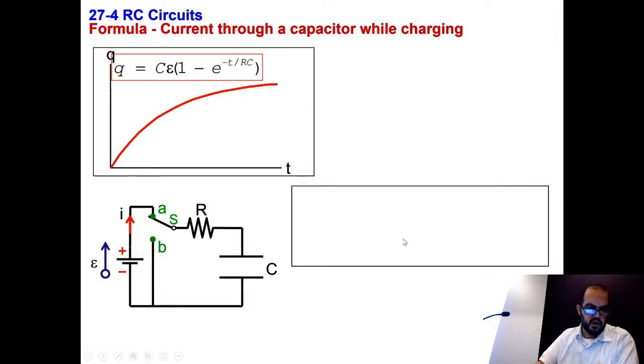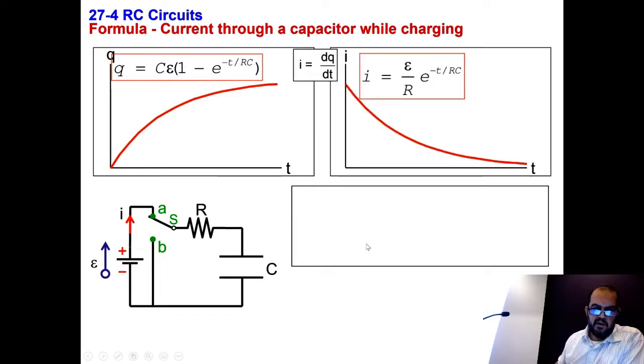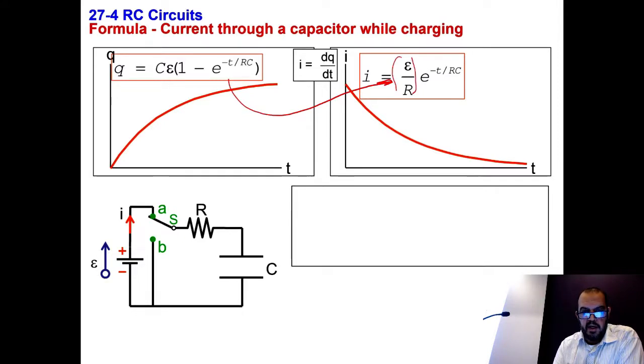So again, this is the charge. Now, if you look at the current, we said the current is the derivative of the charge with respect to time, dq/dt. And if you take the derivative of this equation, this is what you get. This is epsilon over R, which is the current at t equal to 0. And so this is the current here. This is epsilon over R, exponential minus t divided by RC. So at t equal to infinity, the current will be 0.